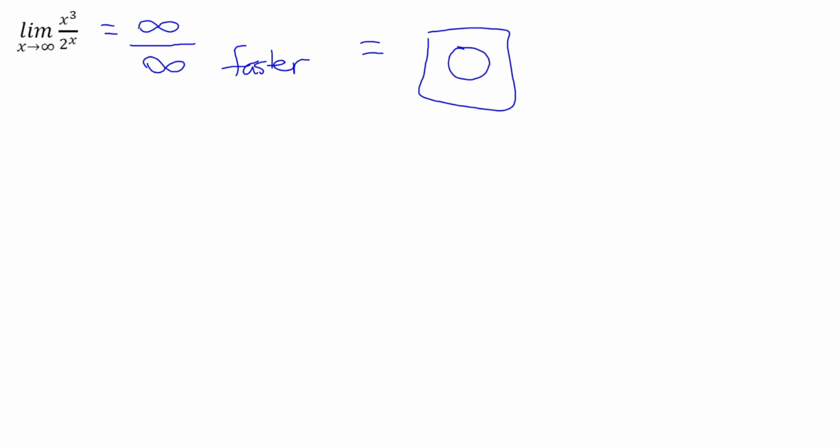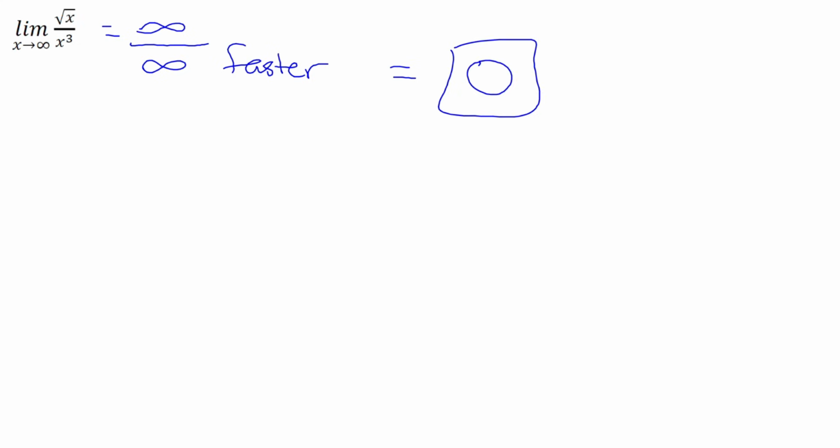Same idea here. X cubed goes towards infinity. 2 to the x goes towards infinity. But 2 to the x is exponential, which means it's going to infinity faster, which means that this limit tends towards 0. And we've got one more of these. So this one, we've got infinity for our root x and infinity for our x cubed. But x cubed is increasing much more quickly than root x is, and therefore this tends towards 0 as well.